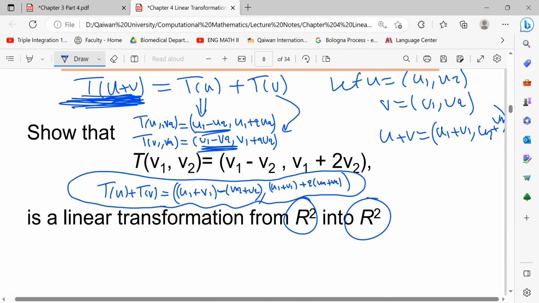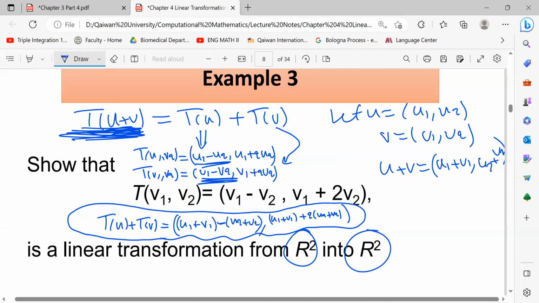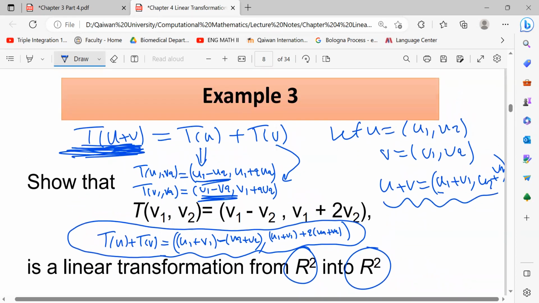That's it. Okay. Now, let's find T of U plus V. How to find this? We just think that this is the first entry and this the second entry. Let me write down again. We said U plus V is U1 plus V1, U2 plus V2.